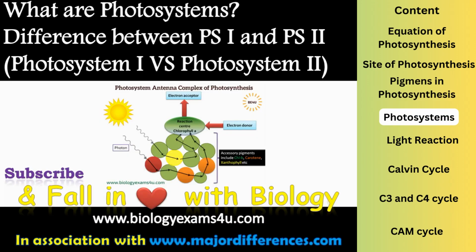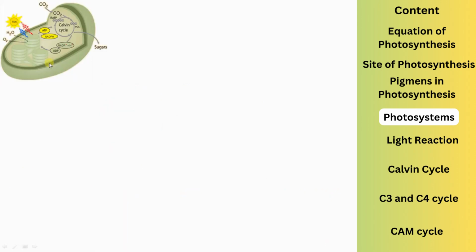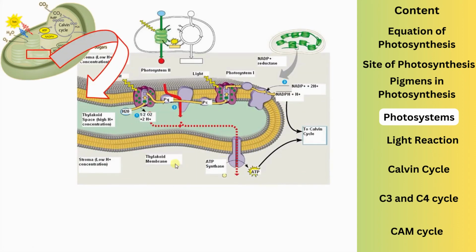We are going to discuss what photosystems are, and what the major differences between photosystem 1 and photosystem 2 are, in detail. Inside the chloroplast, there are membranous sacs stacked one above the other, which are called a granum, and this is a granum, which is the site of light reaction. So this is a thylakoid membrane. Let us zoom in on this region.